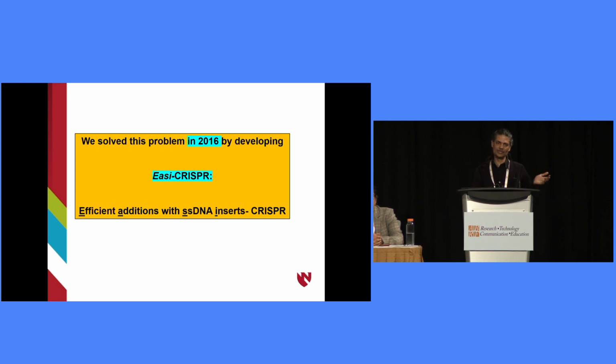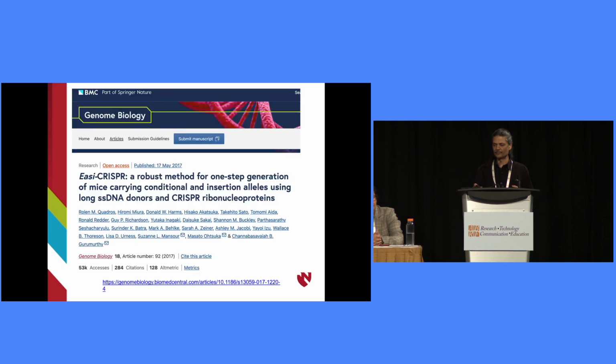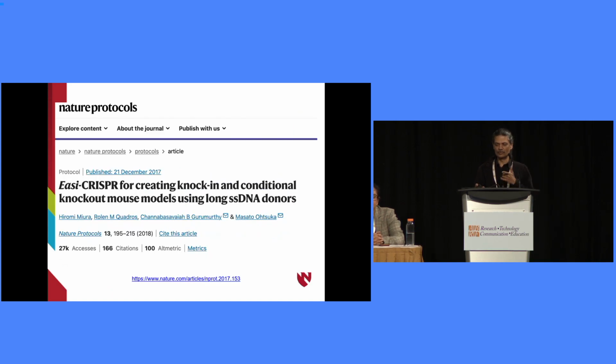The difference between the previous methods that people were trying to put large cassettes is plasmid DNA, whereas we used long single-stranded DNA that really changed the outcome. And we published this paper in 2017, which is already accessed more than 50,000 times, and it is cited several hundred times. And we published this Easy CRISPR protocol paper in 2018.